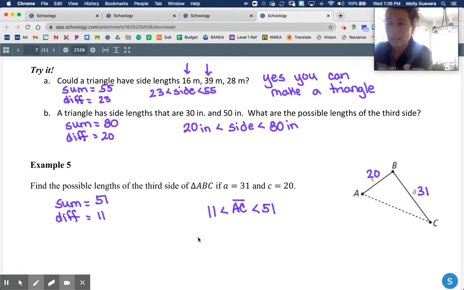Okay, so hopefully that makes sense on the triangle inequality theorem and how we're using that, and what it's useful for and things like that.